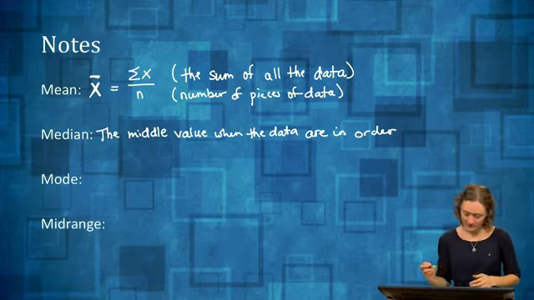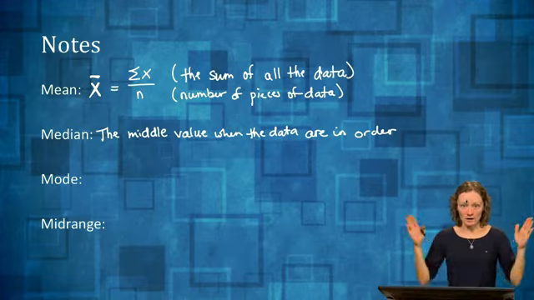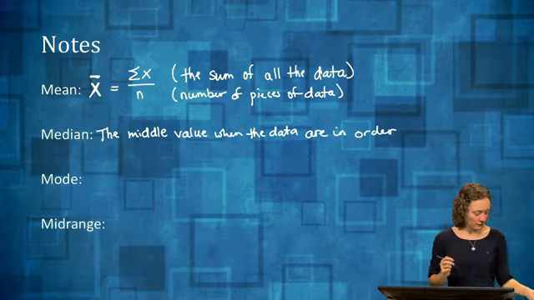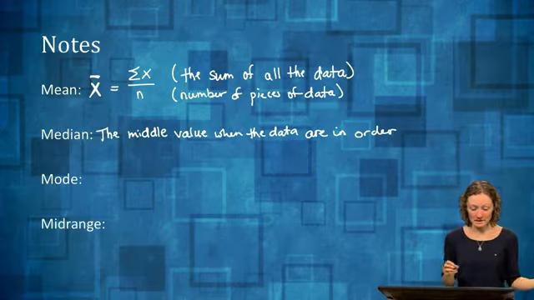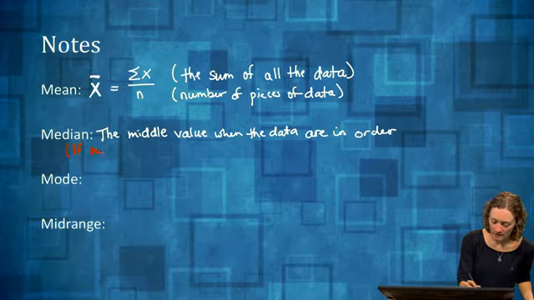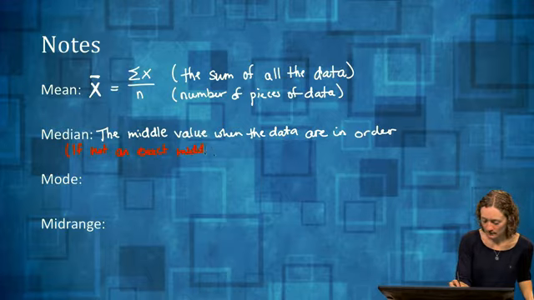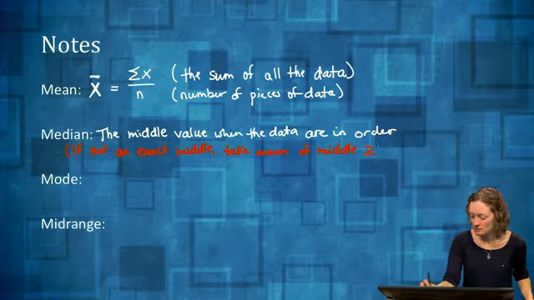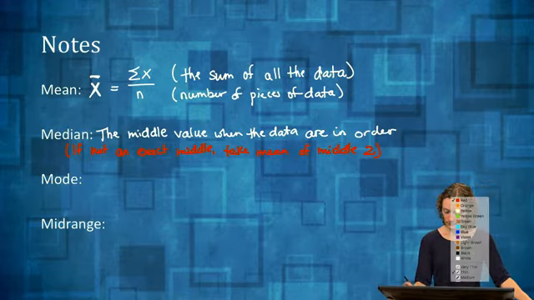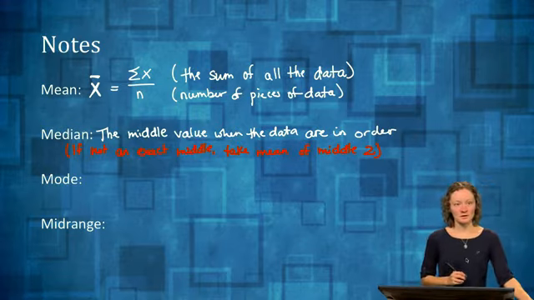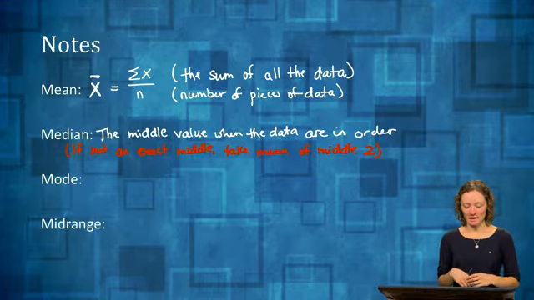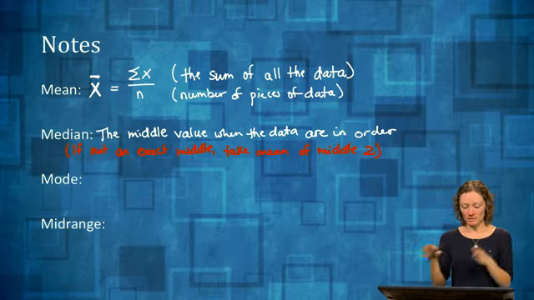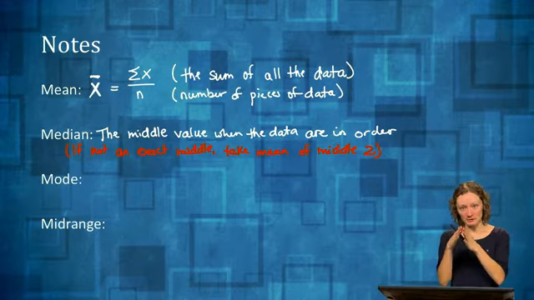A special note about median, because this could happen. If you don't have an exact middle, but you have two that fall in the middle, then you'll take the mean of the middle two. There we go. So you have the mean, add them all up, divide by the number of data pieces. The median, finding in numerical order the middle piece of data, or the mean of the middle two, if that's the case.